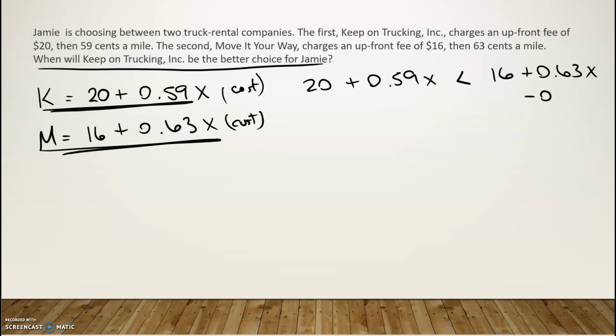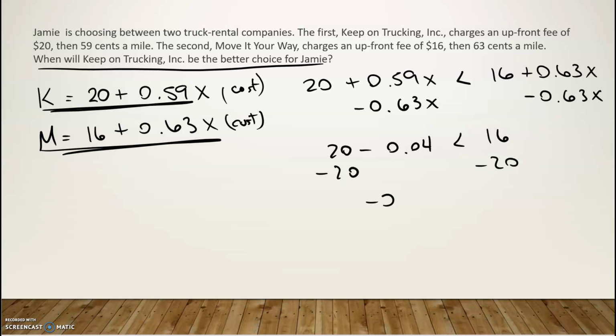So I'm going to move over the 0.63x. So I'll get 20 minus 0.04x less than 16. Subtract 20 from both sides, so minus 0.04x less than -4. Should be an x right there. Divided by negative 0.04.